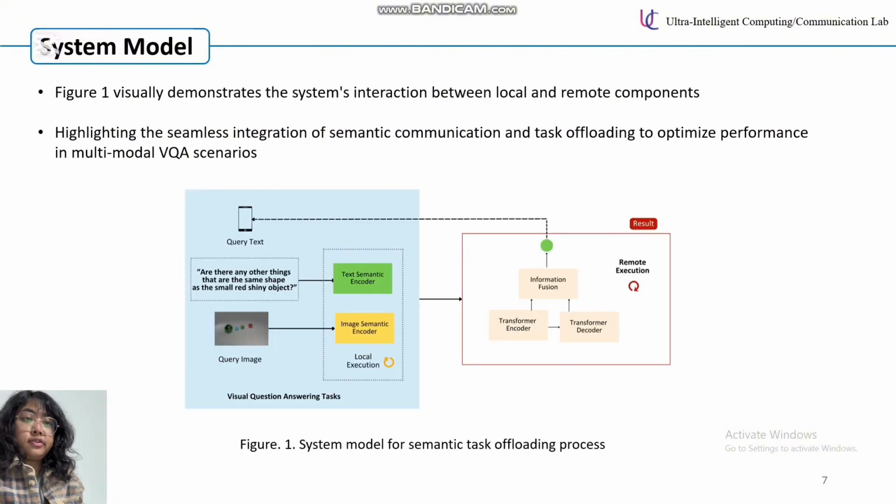Figure 1 visually demonstrates the system interaction between local and remote components, also highlighting the seamless integration of semantic communication and task offloading to optimize performance in multimodal VQA scenarios. As we can see in figure 1, there are two semantic encoders. The first one is used for the text, and the second one is used for the image.